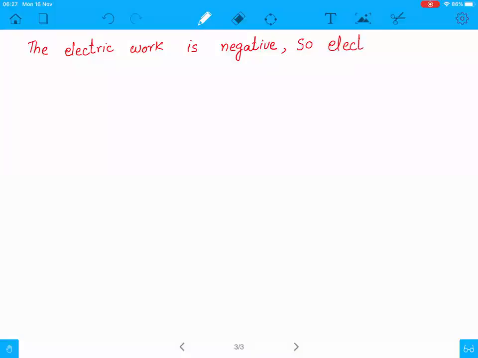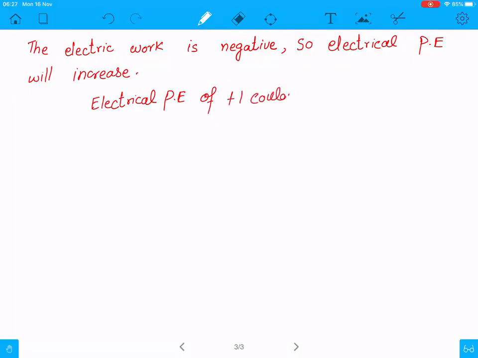So electrical PE will increase, and electrical PE of plus 1 coulomb charge is called electric potential, represented by V.